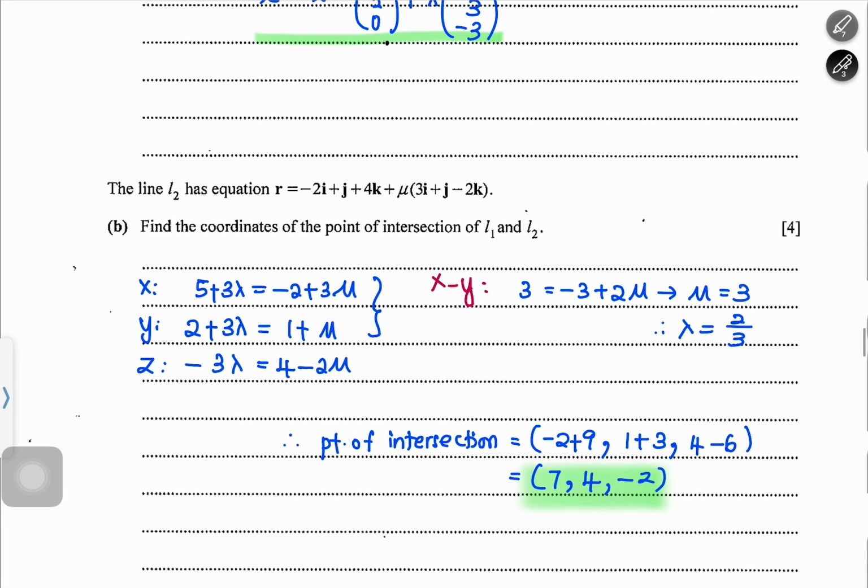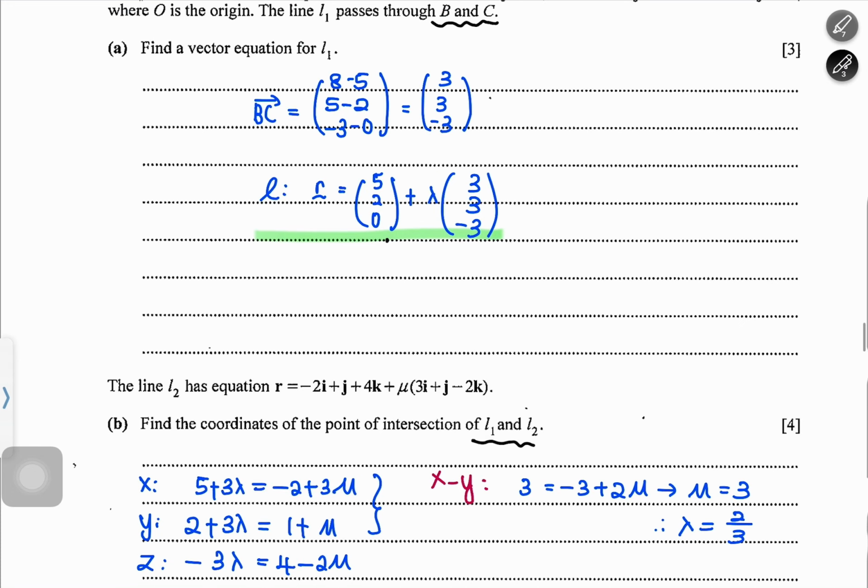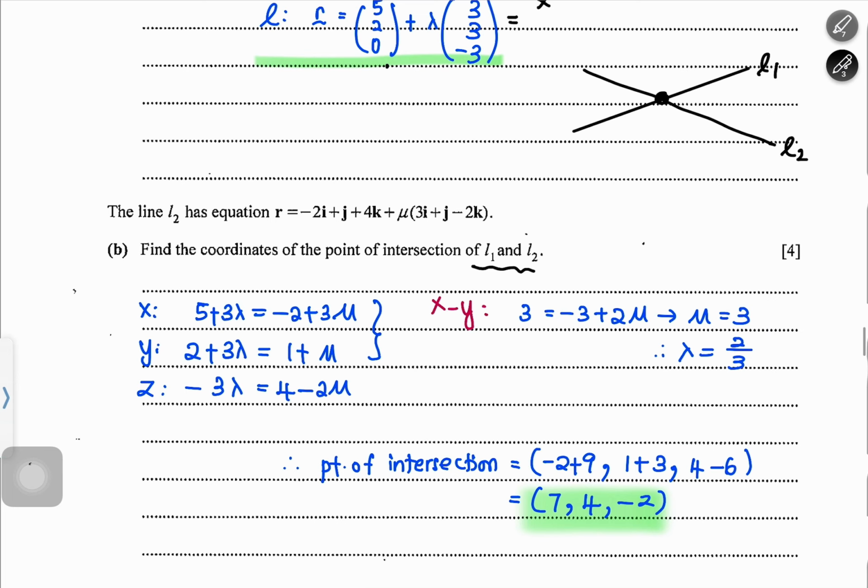Now the next one, they are asking us to find the point of intersection of L1 and L2. Okay, so how do you do this? You have the vector equation of L1 and the vector equation of L2. There is an intersection and you need to find it. What is common for both? They are x, y and z. And you know your x value is row by row like this. Your x is 5 plus 3 lambda. And what is your y? What is your z? Okay, do the same thing with your L2.